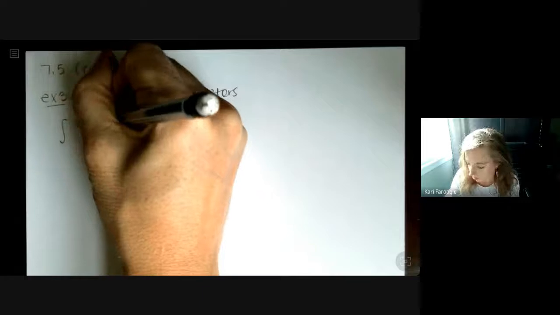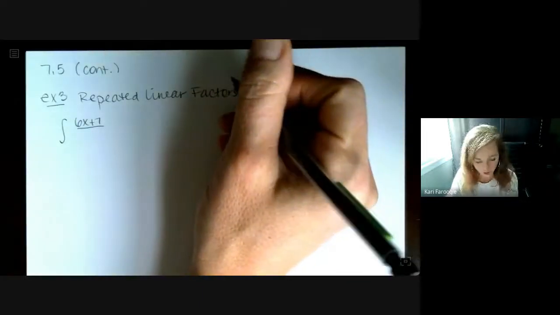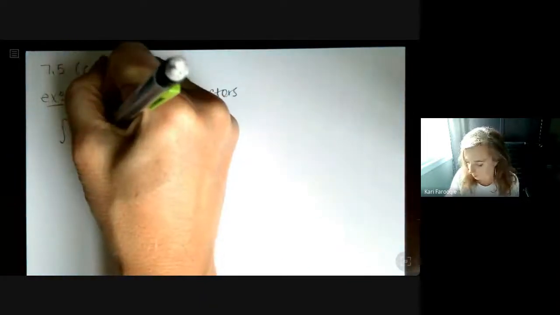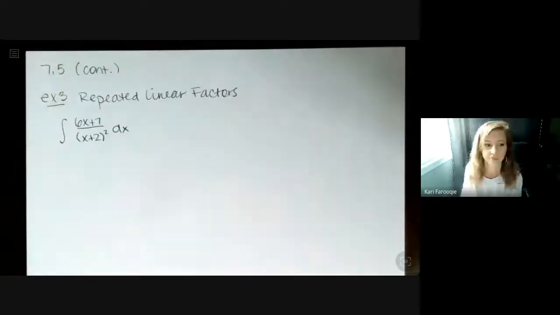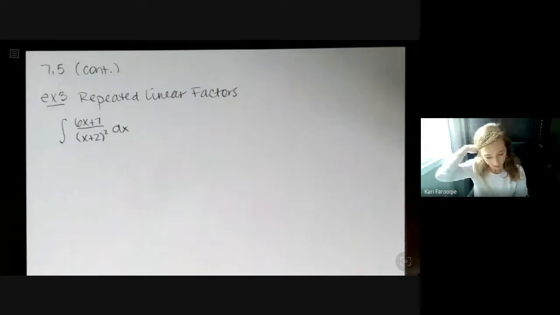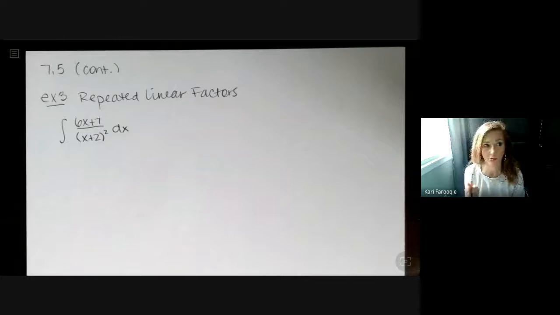This one will be in the numerator 6x plus 7, and in the denominator x plus 2 quantity squared. Okay, so right off the bat, this should not be a situation where you're looking at something like this on a test and being like, oh my gosh, I have no idea what to do.